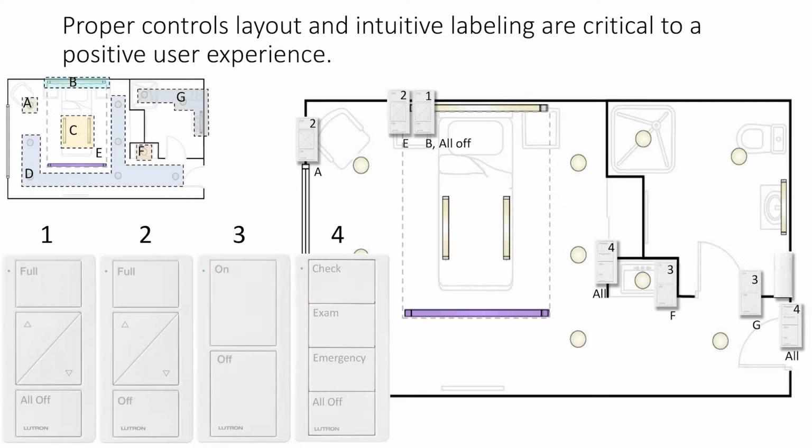And then there's other controls. What about the restroom? What about the vanity? And then the critical control is the control for the staff to come in. I'm going to do a check on the patient. That was the scenario that we described of 15 minutes. There's going to be an exam, an emergency where the lights are all locked out, and then all off. Those are all wall-mounted controls.